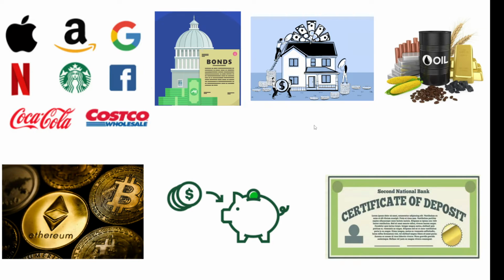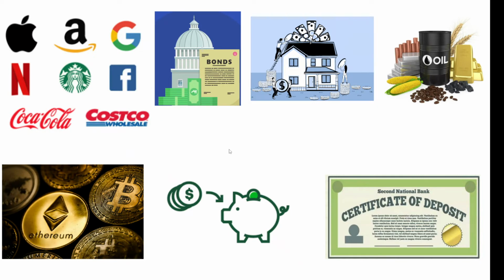Or you can invest in real estate, commercial or normal residential, or you can buy land. Or you can invest in commodities like gold, silver, corn, oil, or you can invest in crypto, or in a high interest savings account or certificate of deposit. So basically you can pick some of these assets and make a portfolio out of it. It all depends on your risk profile.